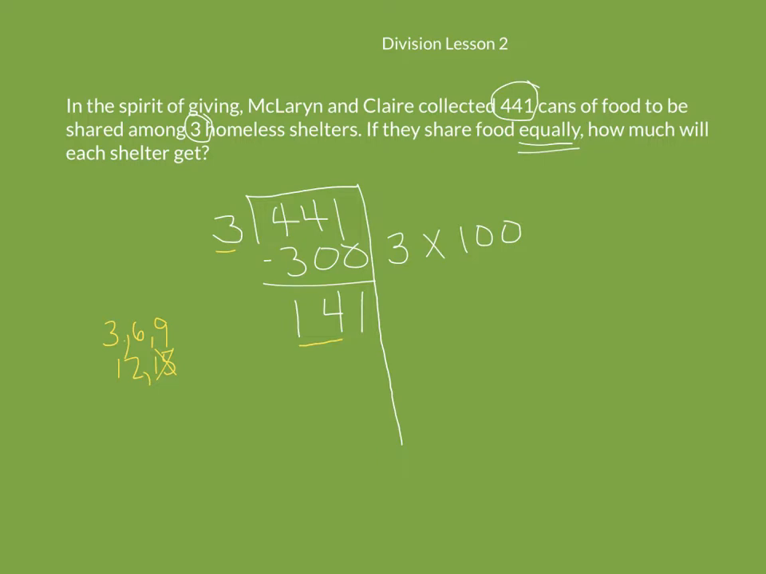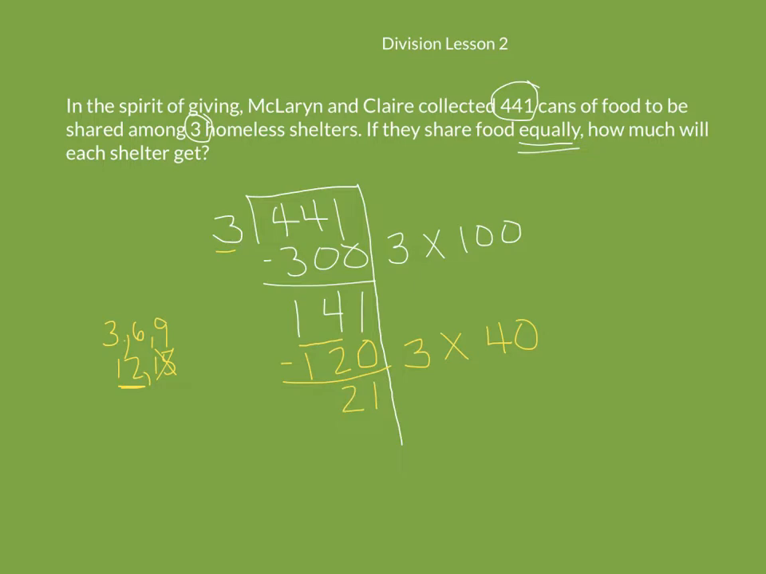So 3 times what would give me this 12? Well, that would be 4. But I want 4 tens. So it's going to be 3 times 40, or 4 tens. And 3 times 0 ones is 0. And 3 times 4 tens is 12 tens, of course. Minus 2 is 2 tens.